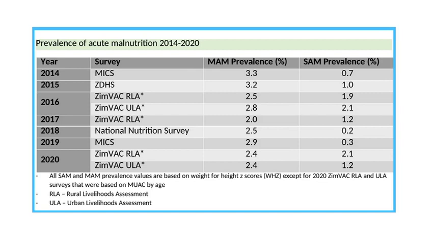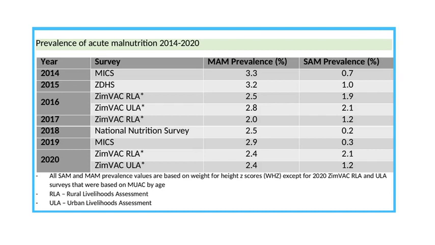So we'll further look at the acute malnutrition prevalence of Zimbabwe from 2014 up to 2020. In the year 2014, according to the mixed survey, the MAM prevalence was 3.3% and the SAM prevalence was 0.7%. In 2015, according to the Zimbabwe Demographic Health Survey, the MAM prevalence was 3.2% and SAM prevalence of 1.1%.